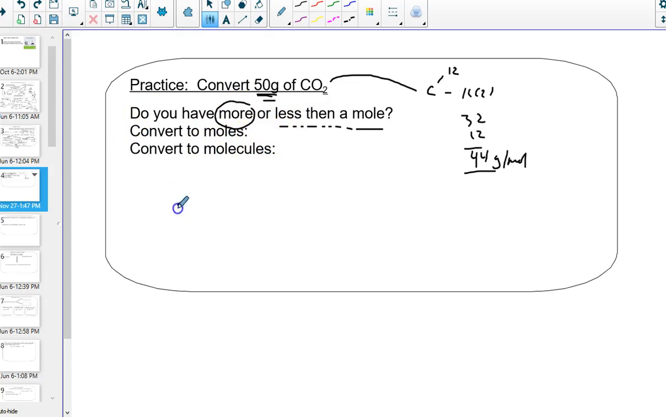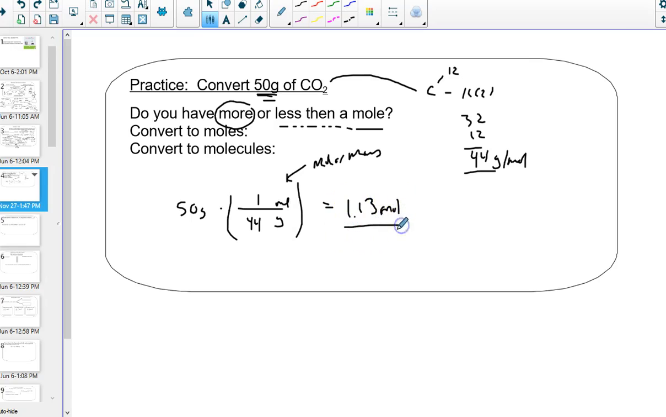Alright. 50 grams. Dot line. Get rid of grams and go to moles. This is the molecular weight. This is the molar mass. Molar mass. 1 mole weighs 44 grams. This, of course, is a fraction larger than 1, which is why I got more. 50 divided by 44 is 1.13. 1.13. That would be moles. Make sure you label things.